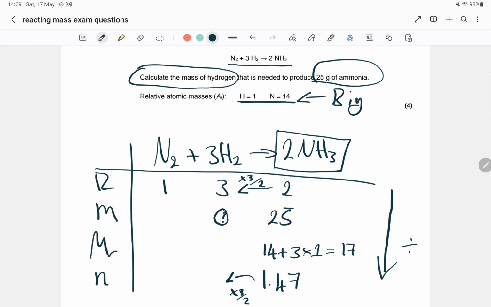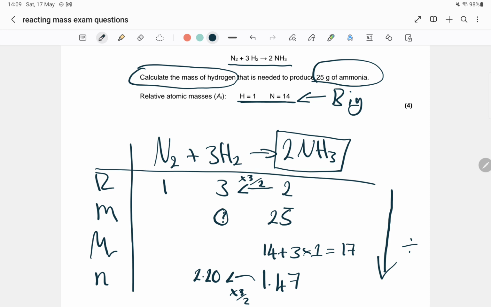So that is the same as 2.2 roughly. I'm just rounding these up. It hasn't told me in my question to what significant figure, so I'm just going to round it up to at least 2 significant figures, 2 or 3 significant figures.